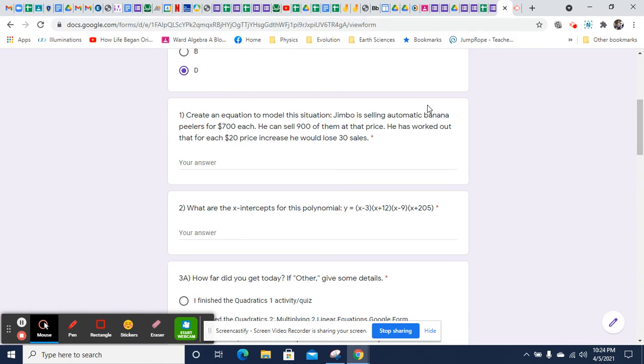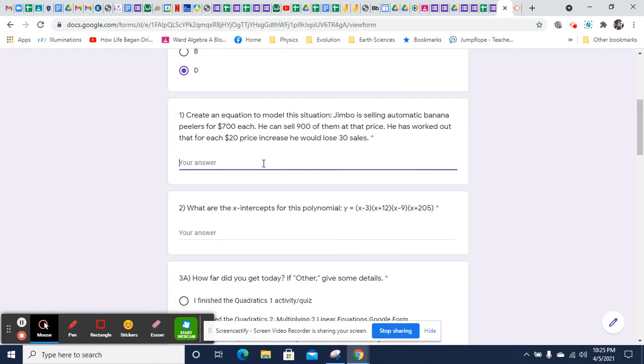So Jimbo is selling automatic banana peelers for $700 each. It's a real, actual thing that really exists. You can actually look that up, automatic banana peelers. He can sell 900 of them at that price. He's worked out that for every $20 increase, he will lose 30 sales.